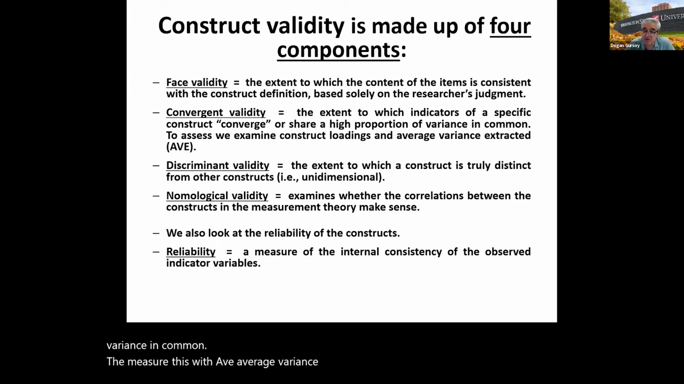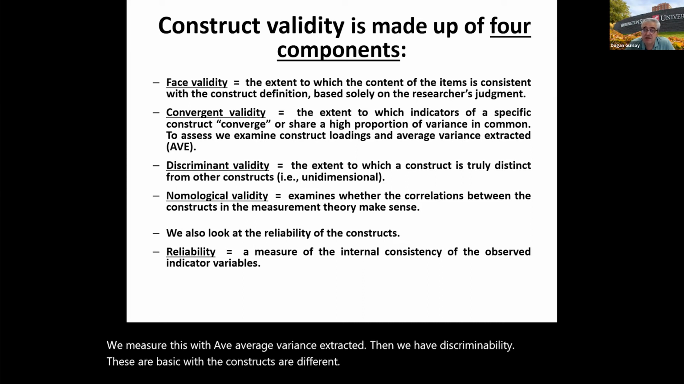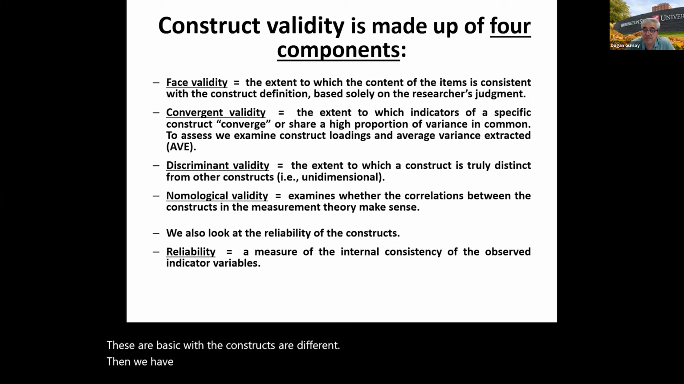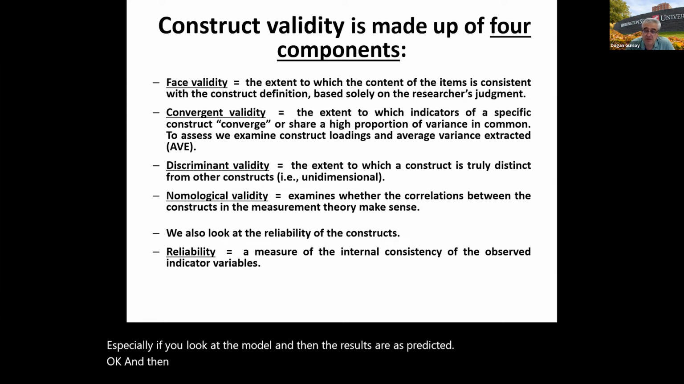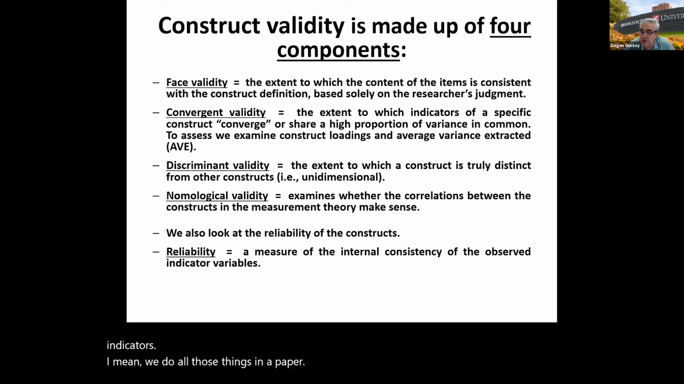Then we have discriminant validity, which basically means the constructs are different. Then we have nomological validity. That's basically you look at the model and the results are as predicted. And then we look at the reliability, which is basically the internal consistency of the observed indicators. We do all those things in a paper and report all of these.